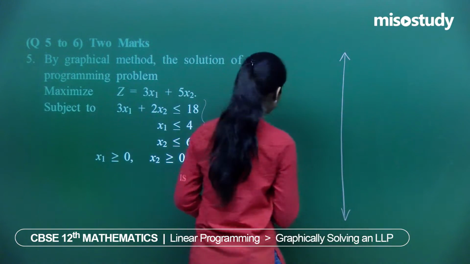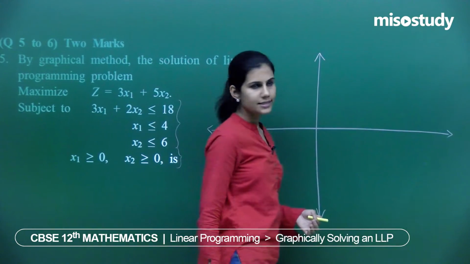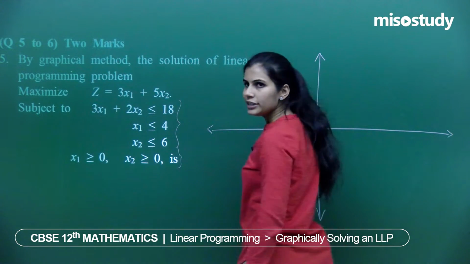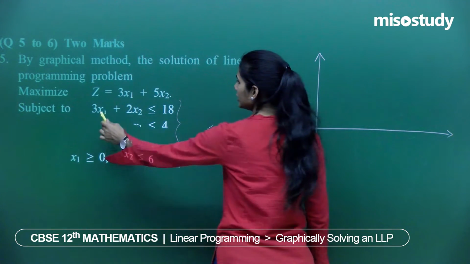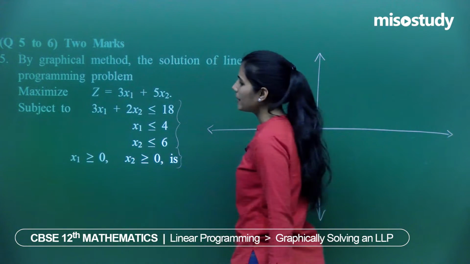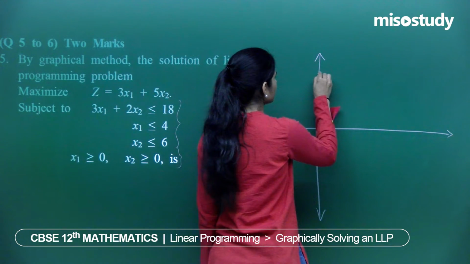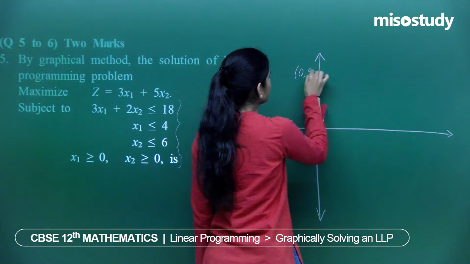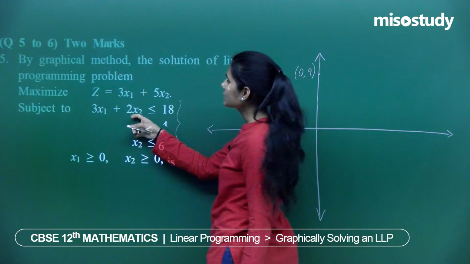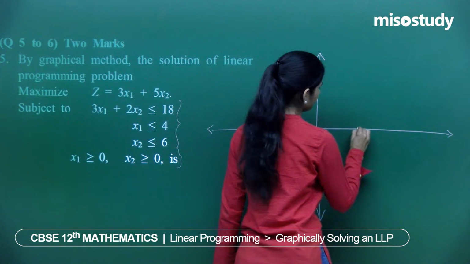Let's begin the plotting. You all know how to carry out the process. 3x1 plus 2x2 equal to 18 you will be considering. First constraint, when x1 is 0, x2 is 18 upon 2, that is 9. When x2 is 0, x1 is 18 upon 3, that is 6. So this is 6 comma 0.